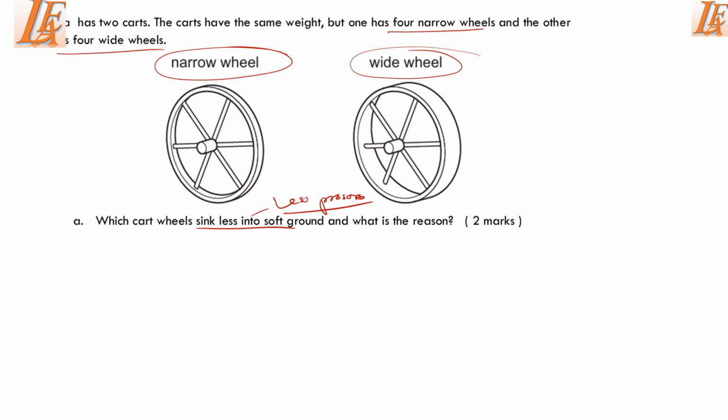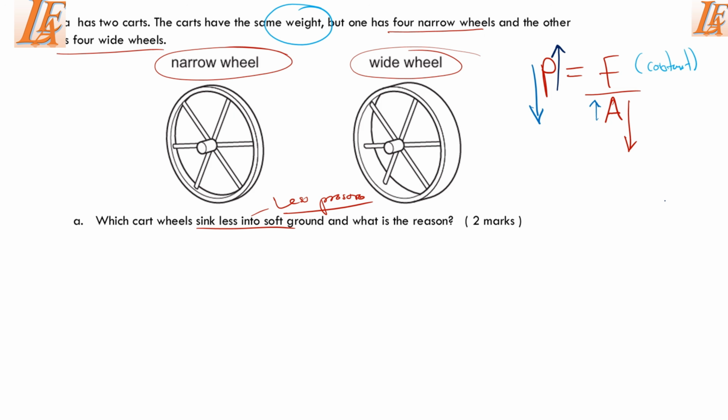So before we go into the answer, it's very important for us to remember that pressure in solids is equal to force acting perpendicularly per unit area. And now, since we have been told the weight, remember weight is a force, is the same for the two wheels, therefore F is constant. Therefore, the only variable which will determine the amount of pressure exerted will be the area. If you increase the area of the wheel, then pressure is going to be lowered. And if you decrease the area, then pressure is going to be increased.